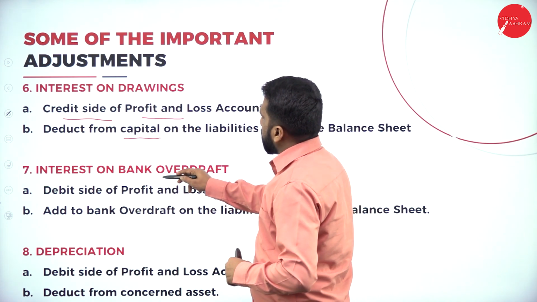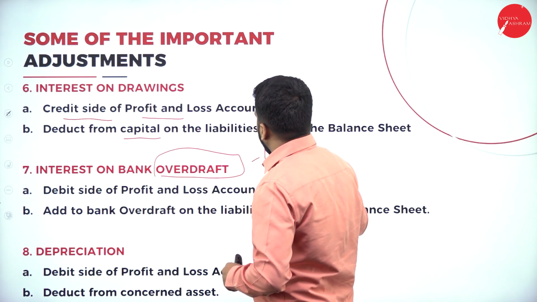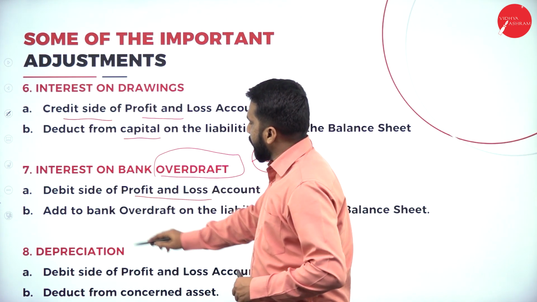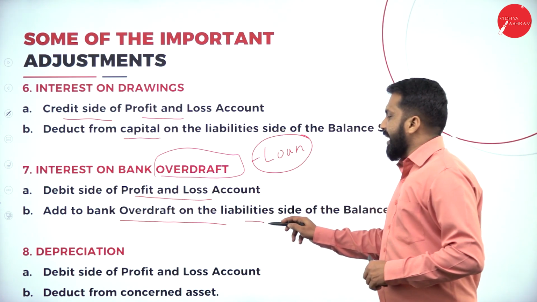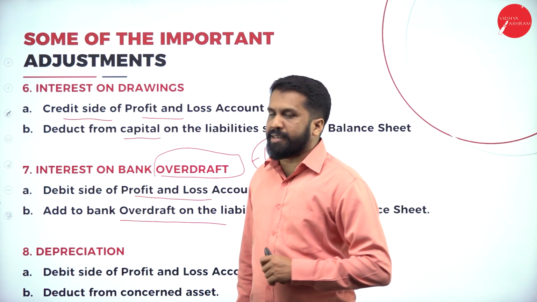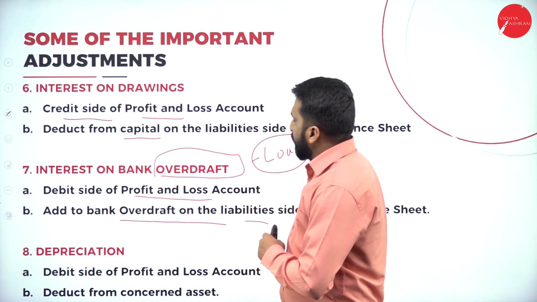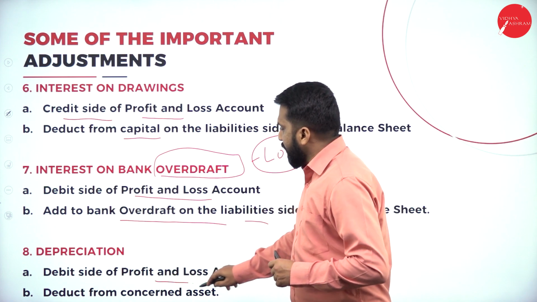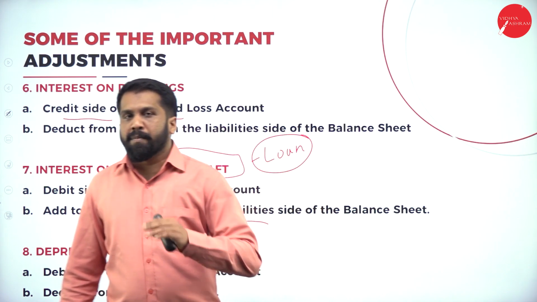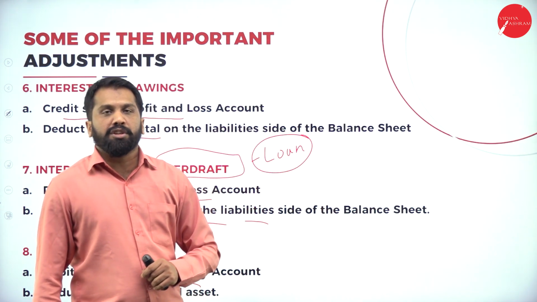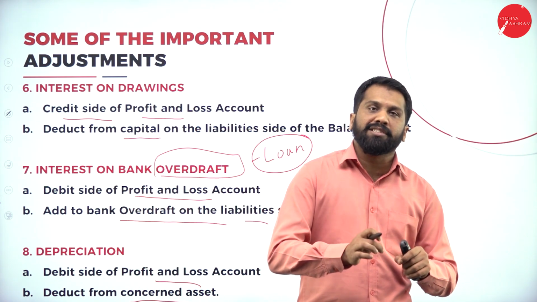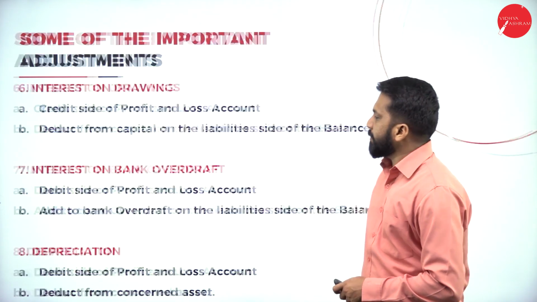Then, interest on bank overdraft. Overdraft means, remember, loan. Debit side of P&L. Along with that, add bank overdraft on liability side. All loans come under where? Liability. We should consider them under liability. Now, next, depreciation, debit side of P&L and deduct from the concerned head. Like depreciation on furniture, minus from furniture. Depreciation on motor car, deduct from motor car. So depreciation is given on which asset? For that we should minus.